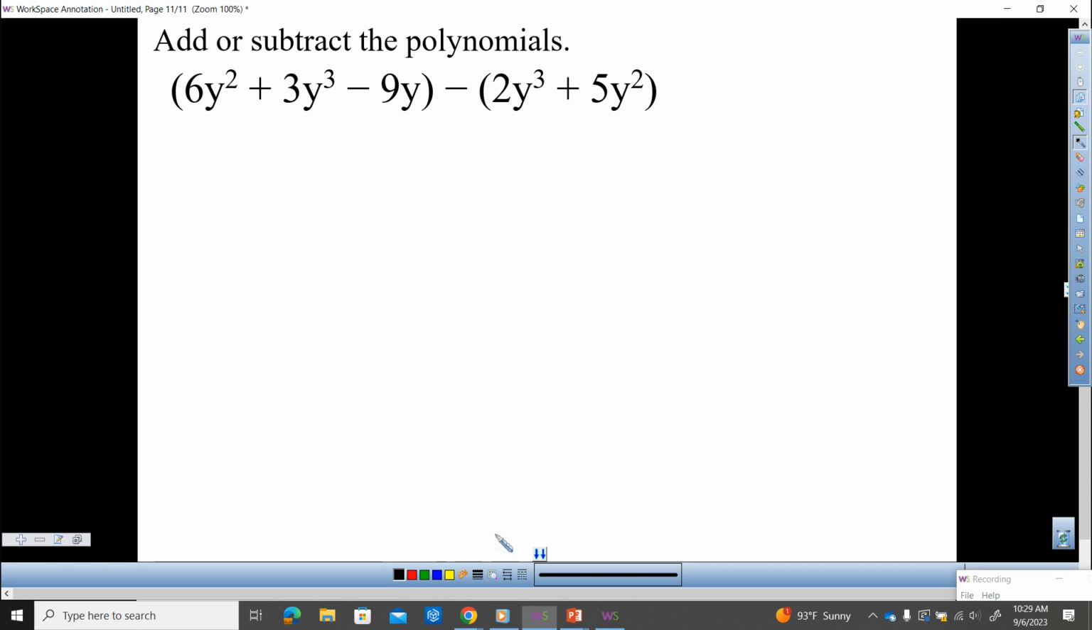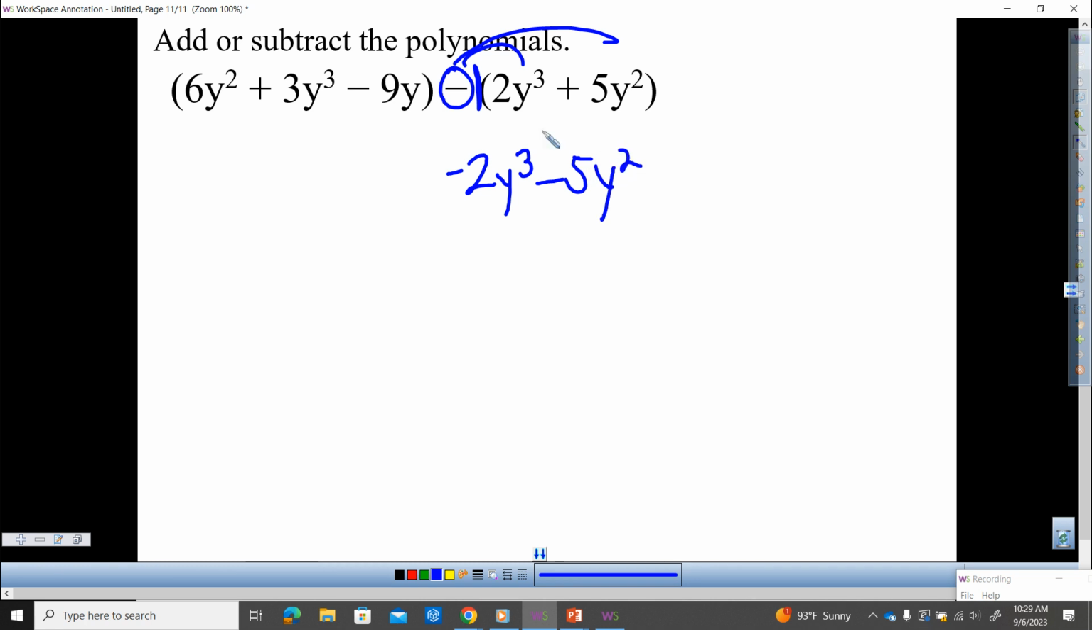All right, Rebecca, what do we do first? Check for the negative. Do we have one? Yes. What does that mean, everyone? Distribute the negative into the parentheses over here. So I'm just going to put a 1 there to remind me. So that is negative 2y cubed, negative 5y squared, and we no longer use these.